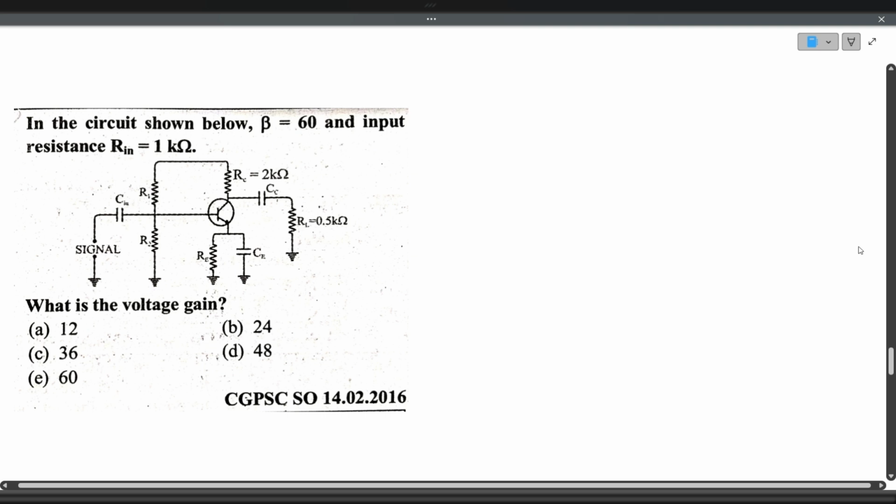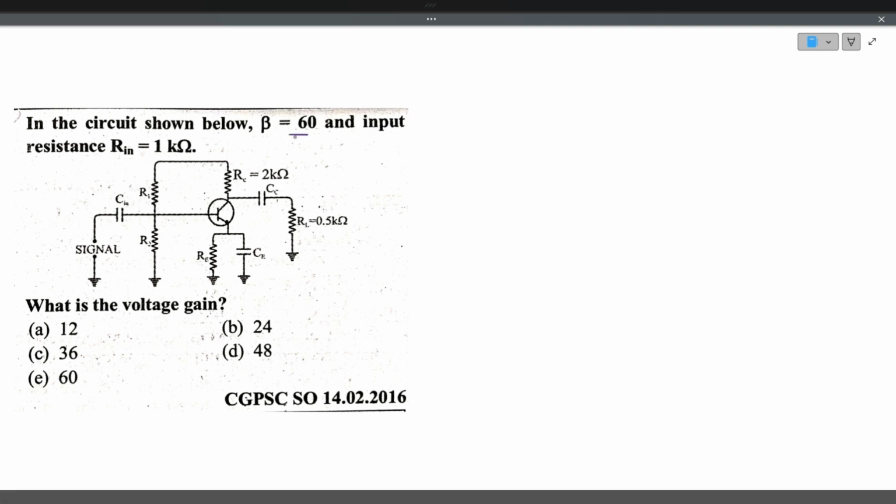The next problem. In the circuit shown below, the beta value is 60. The input resistance Rin is 1 kilo ohm. So what is the voltage gain? The voltage gain can be given as output voltage divided by input voltage, which equals output current IC times output resistance RL dash, divided by input current IB times input resistance. The input resistance is given as 1 kilo ohm.